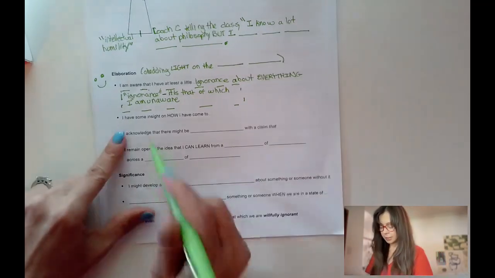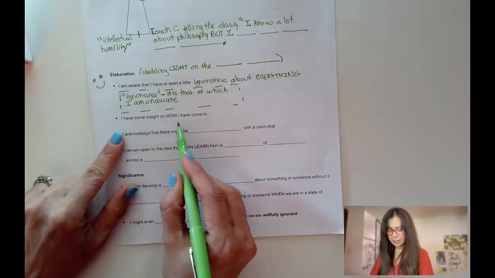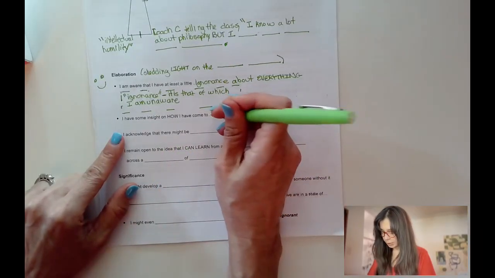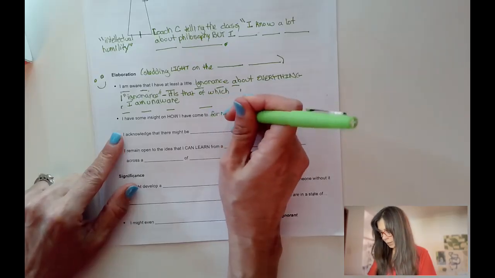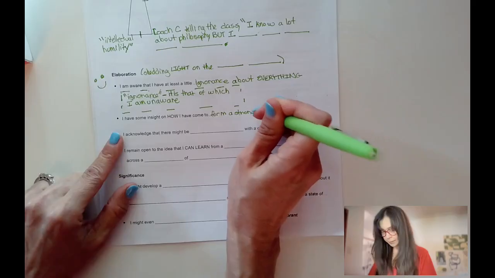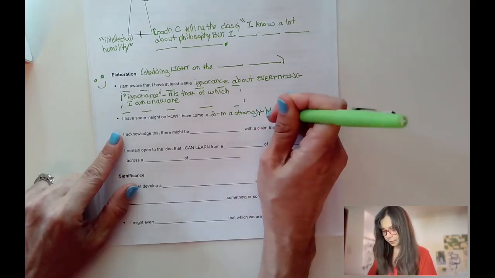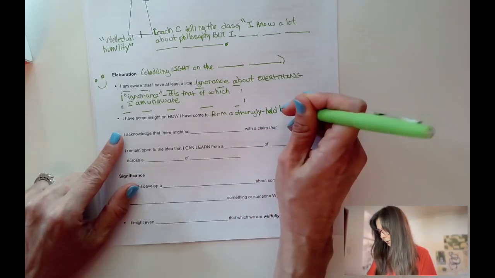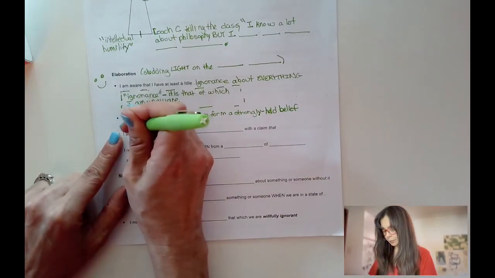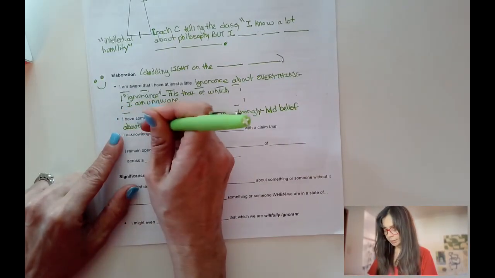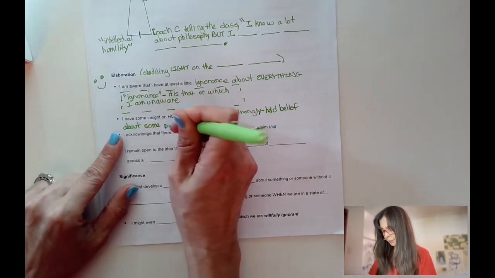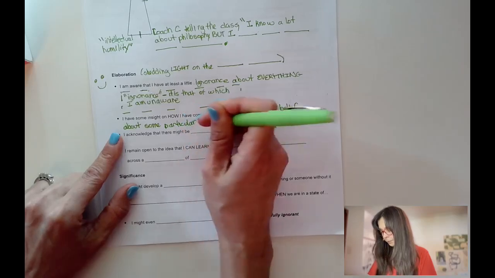So next, think about this claim. I have some insight in how I have come to form a strongly held belief about some particular thing.